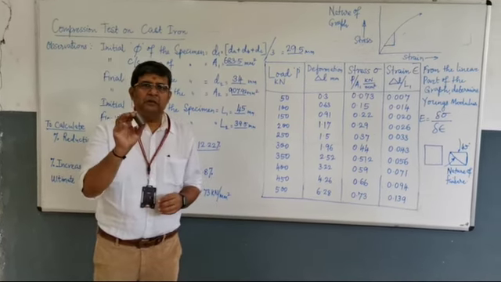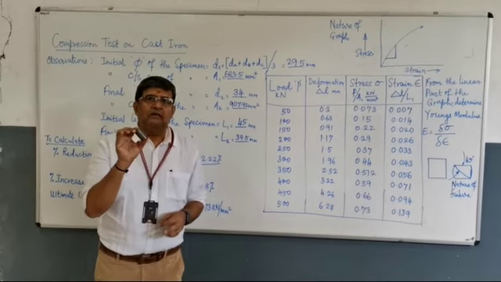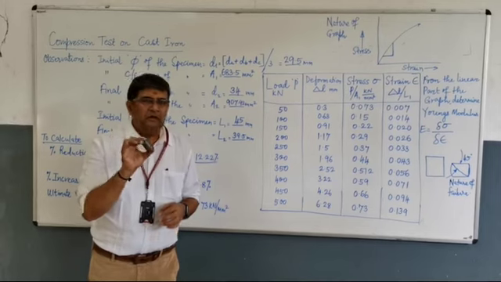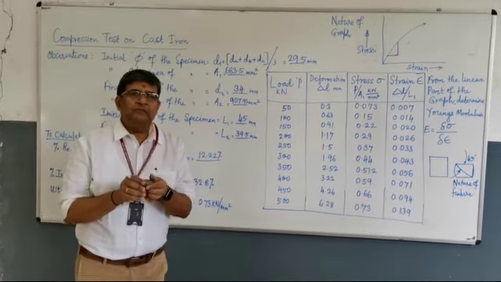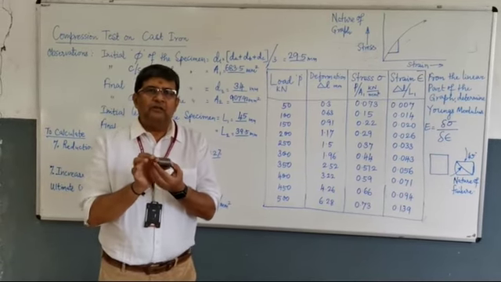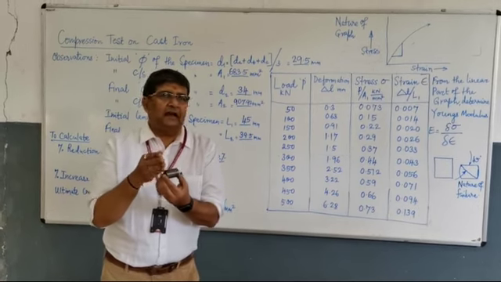So this is the cast iron specimen on which we are going to conduct the compressive strength experiment. Before we actually conduct the experiment, we need to measure the dimensions of this specimen. Normally we measure the diameter at 3 different places and take the average.